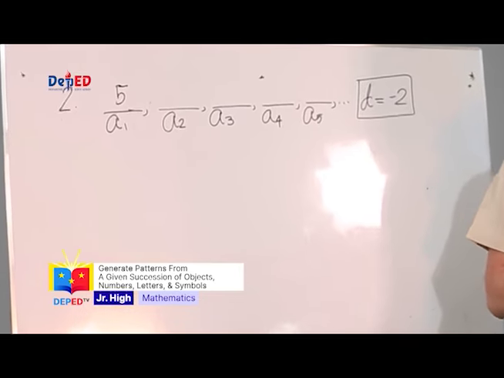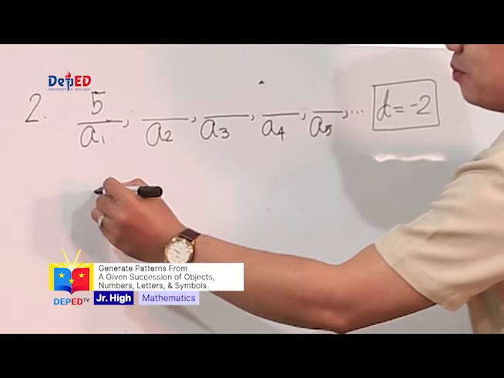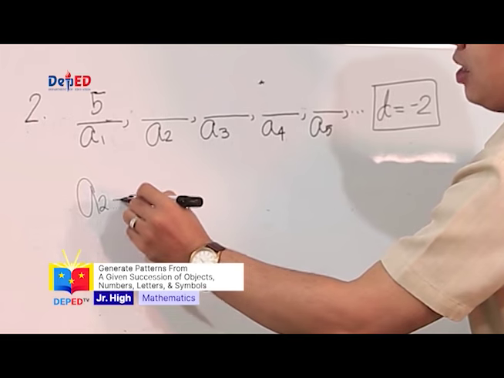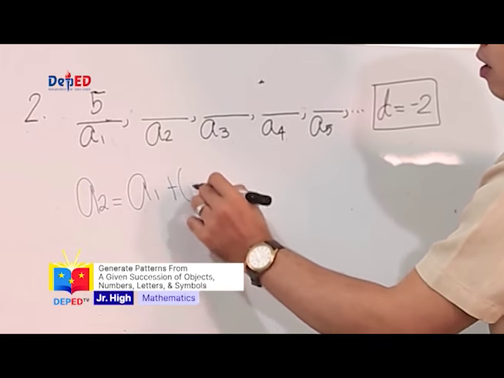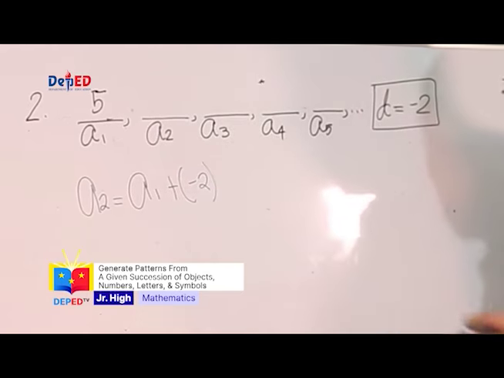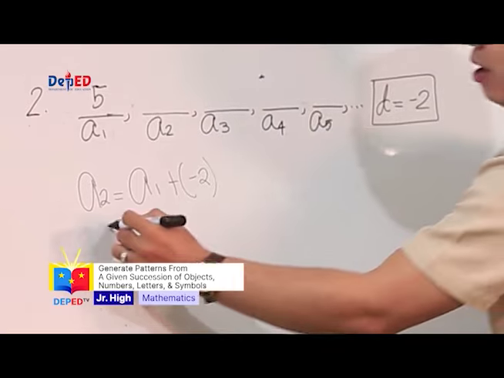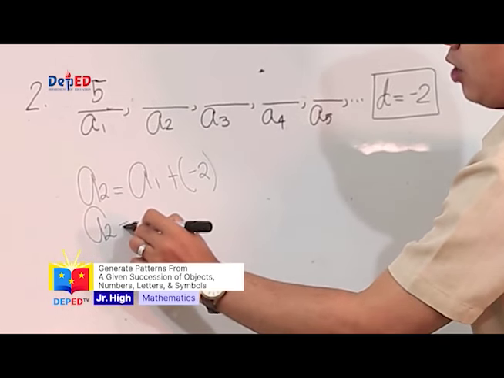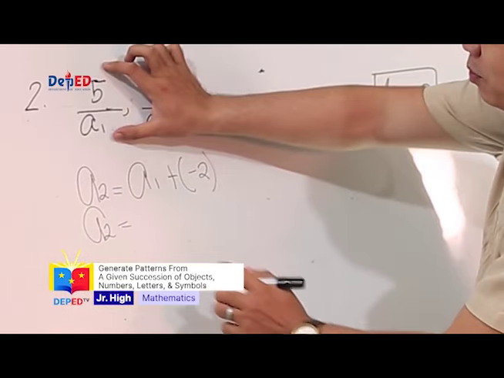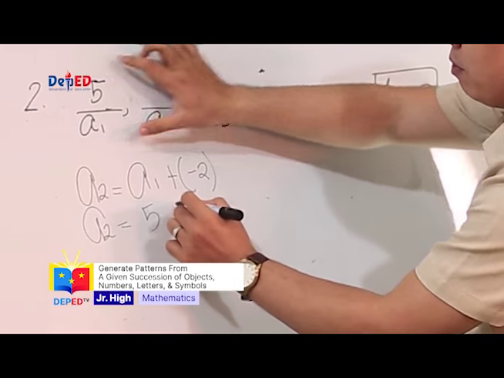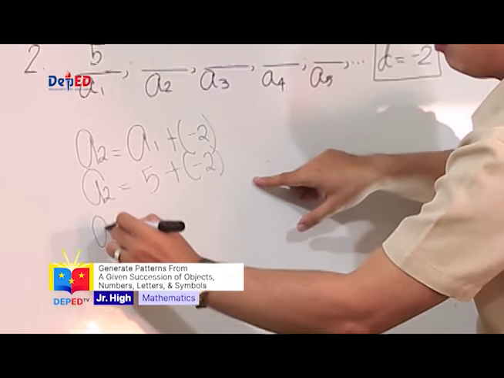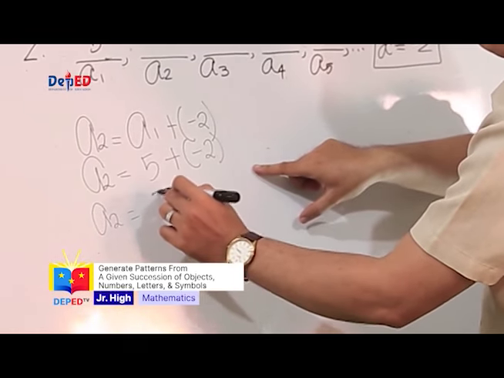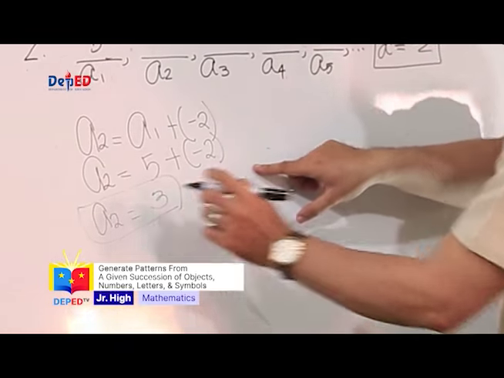So that's a sub 2 is equal to the sum of a sub 1 plus the common difference, which is -2. Moving on, we have a sub 2 is equal to the first term, which is 5, plus -2. Our second term is equal to +3.